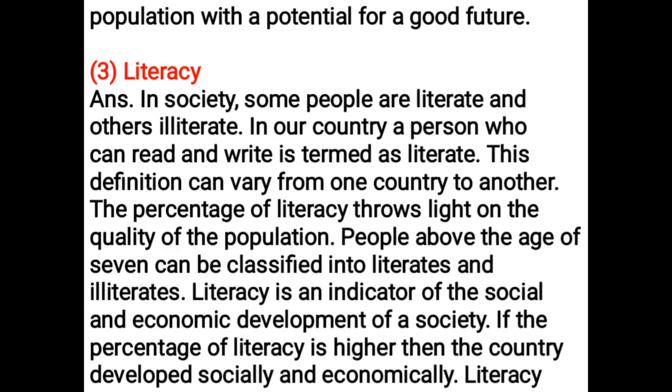Literacy is an indicator of the social and economic development of a society. If the percentage of literacy is higher, then the country developed socially and economically. Literacy leads to the development of a cultured and progressive society.